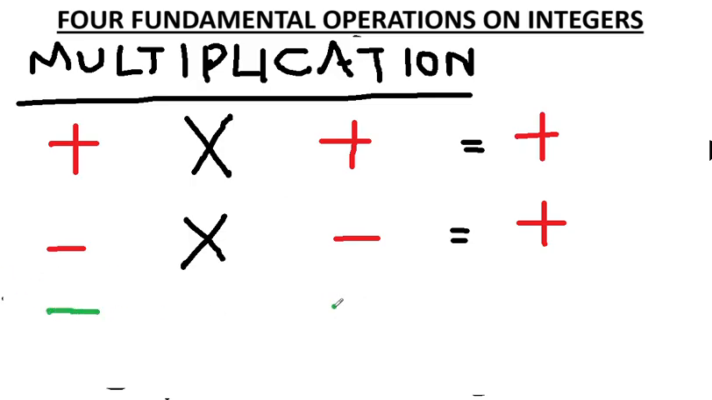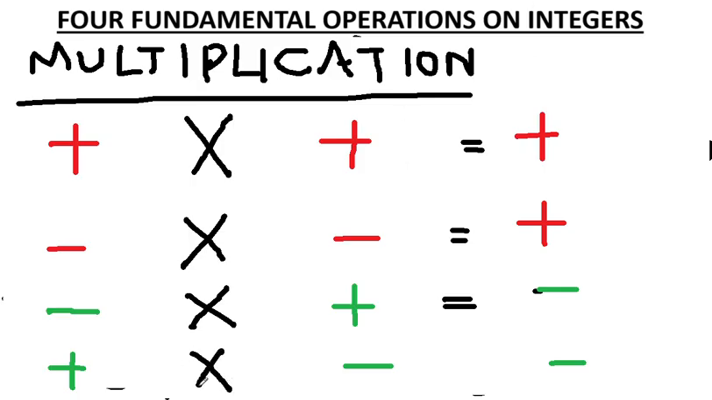Moving on to the next scenario. When the signs are different, a negative and a positive, and we are trying to multiply them, we are going to get a negative answer. Same thing, positive times negative, we are going to get a negative answer, okay? So we come to the conclusion that when we are multiplying two numbers with the same signs, we get a positive answer. When we are multiplying two numbers with different signs, we get a negative answer, okay?